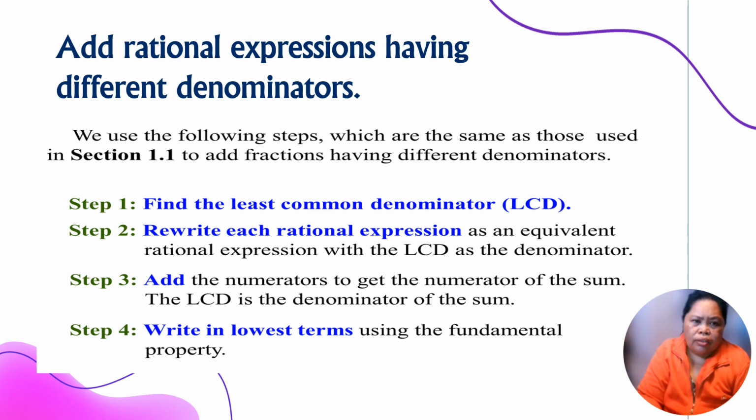Okay, so how do we add rational expressions having different denominators? Step number 1, find the least common denominator, or the LCD. Step 2, rewrite each rational expression as an equivalent rational expression with the LCD as denominator. Step 3, add the numerators to get the numerator of the sum, and the LCD is the denominator of the sum. Write in lowest terms using the fundamental property.